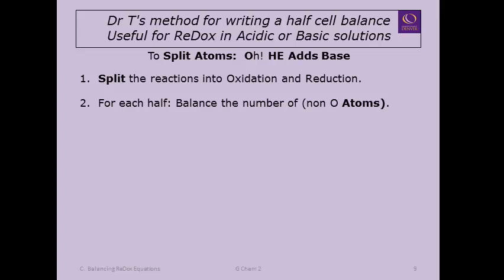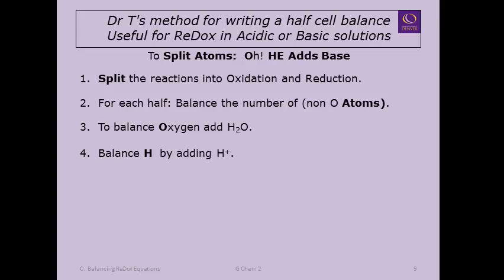So once again, the key is you've got to have the same atoms in the reactants and products, but in this method, all you do is worry about non-oxygen atoms. Are your irons, are your sodiums balanced? So the next step is to balance the oxygen. You add water to the opposite side. You'll see what that means here in a second. You balance the H by adding the hydronium ion to the opposite side.